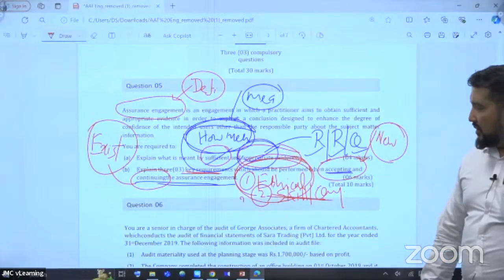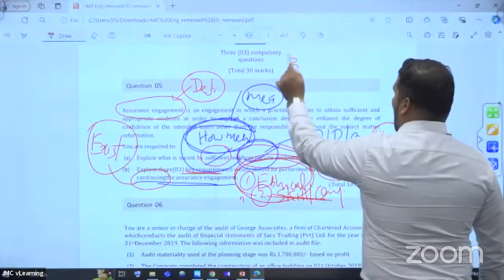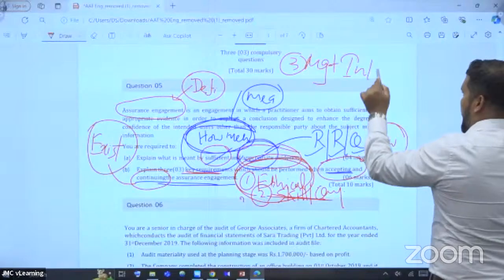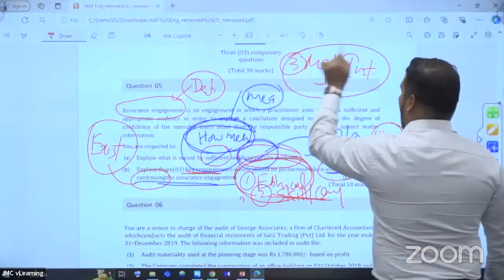So that is number 2. Then number 3, you need to evaluate the management integrity. Very important point. You need to evaluate the management integrity.